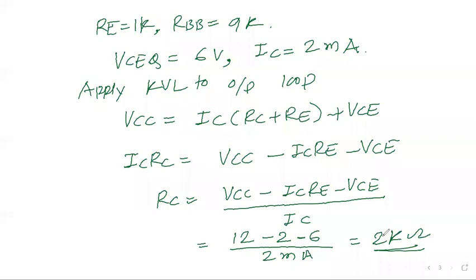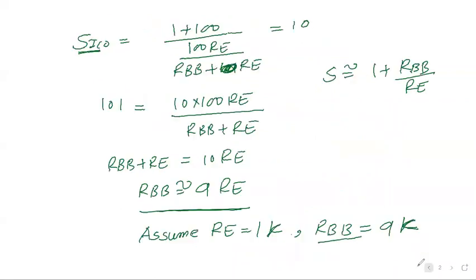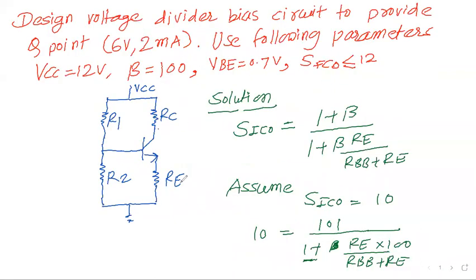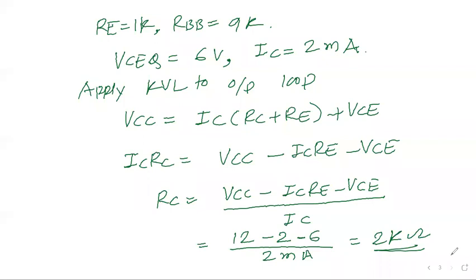What it means, if you select the value of RC equal to 2 kilo ohms and RE equal to 1K, you will get VCE equal to 6 volt, right? Now what you have to do? Two values you got, RC and RE. Only R1 and R2 remain, because R1 and R2 decide your IB. Then how to calculate the value of IB?